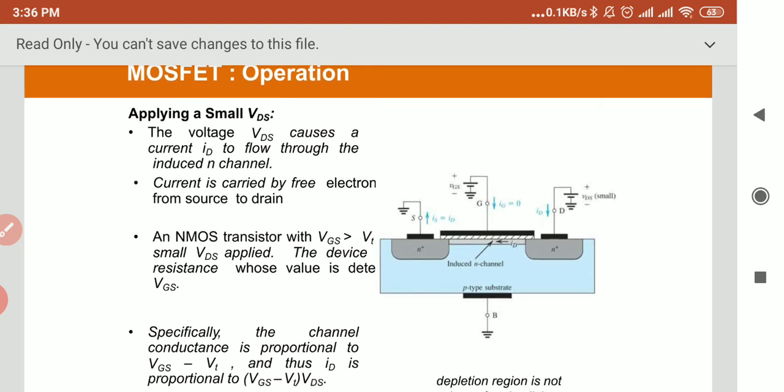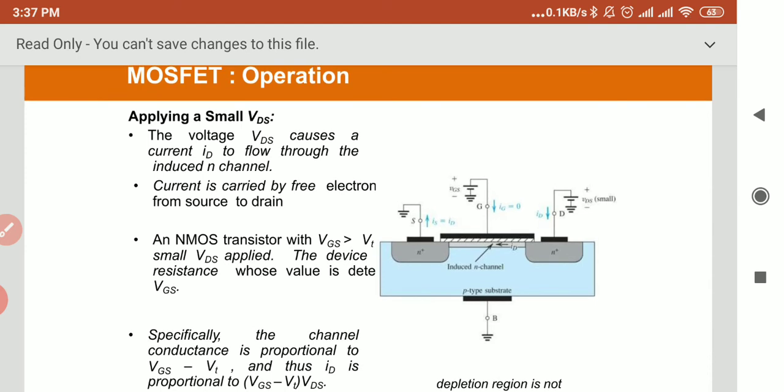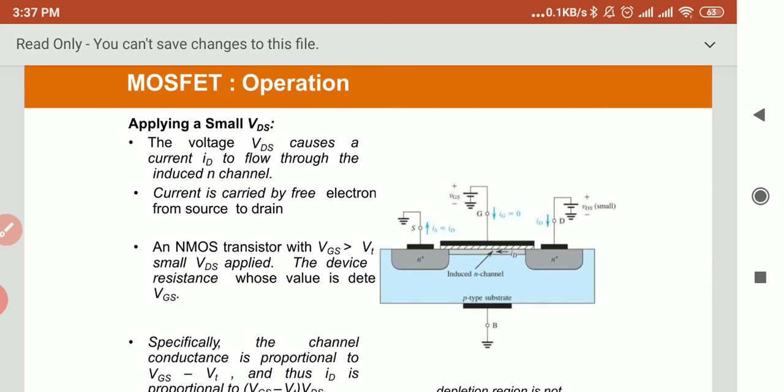And when we are giving the VDS, what will happen? Current will flow through the induced channel, because when we are applying VGS, at that time the channel will get formed and current will start to flow. And when we give some value of positive VDS, current will start to flow.